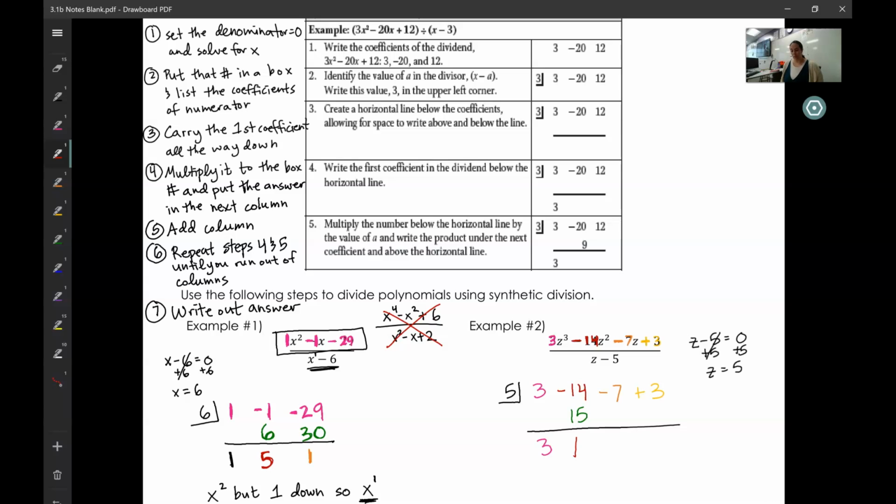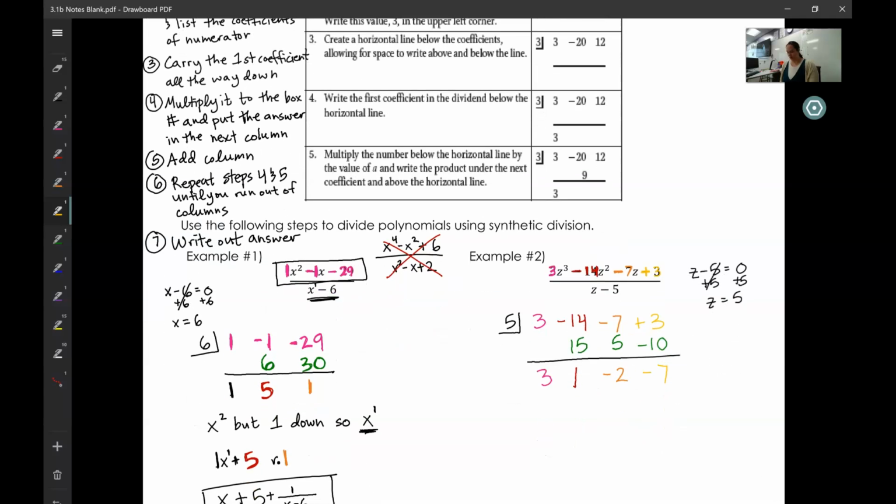Step 6, repeat steps 4 and 5 until I run out of columns. So 1 times 5 is 5. That's step 4. Step 5, add them. Negative 7 plus 5 is negative 2. I'm going to repeat it again because I still have columns. So negative 2 times 5 is negative 10. That's step 4. And then step 5, add the columns to get negative 7. Now I'm out of columns, so I'm done with step 6.